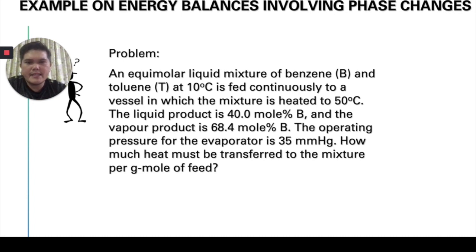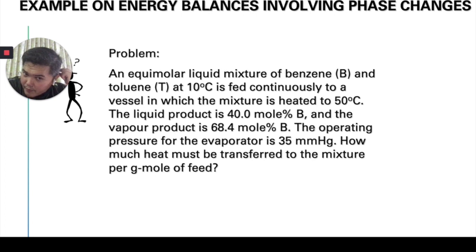Benzene and toluene at 10 degrees Celsius is fed continuously to a vessel in which the mixture is heated to 50 degrees Celsius, and the liquid product is 40 mole percent of benzene, and the vapor product is 68.4 mole percent of benzene. The operating pressure for the evaporator is 35 millimeter mercury. How much heat must be transferred to the mixture per gram mole of feed?